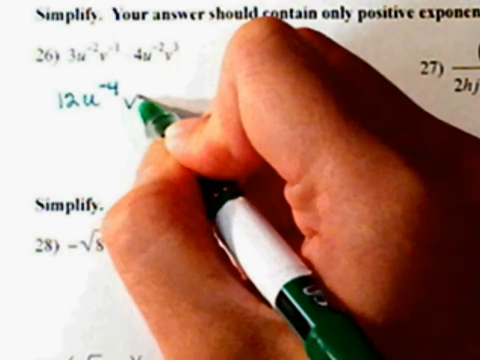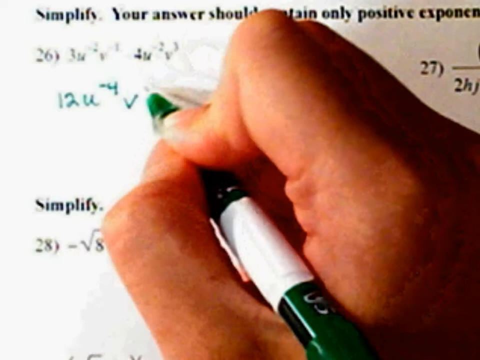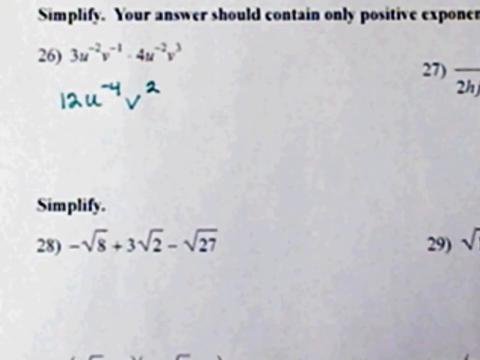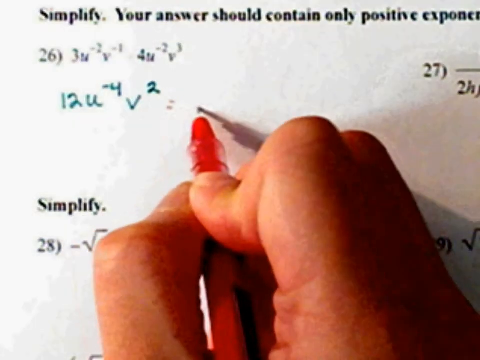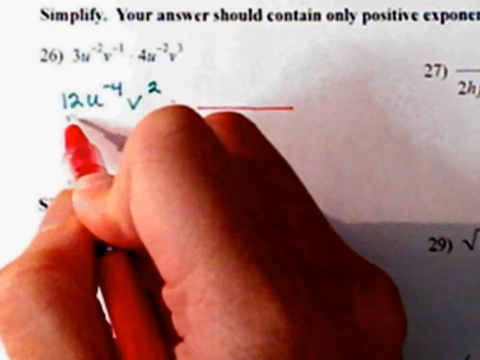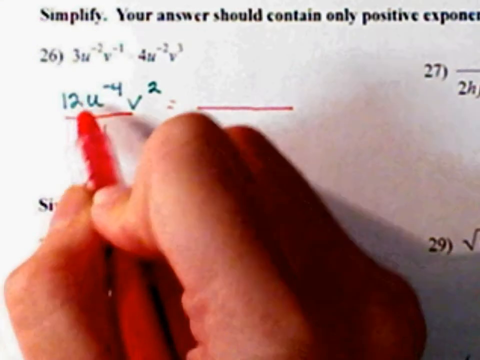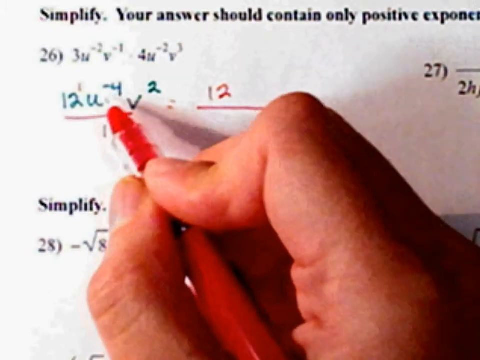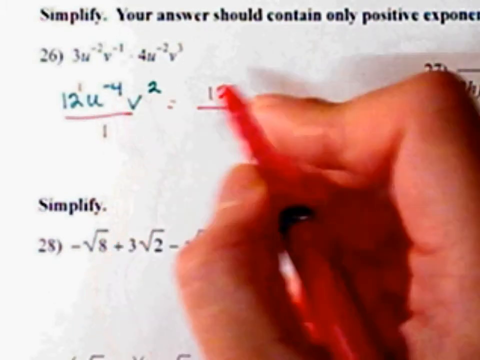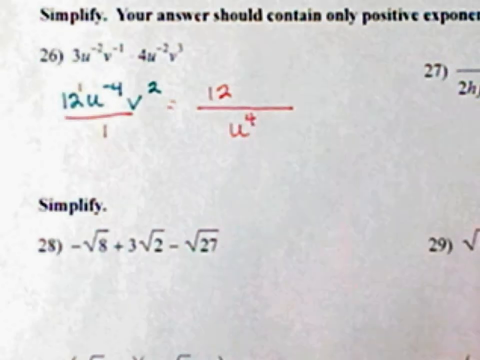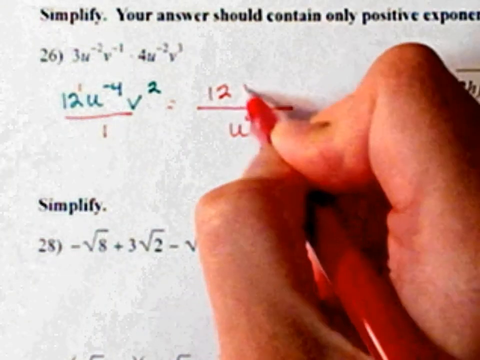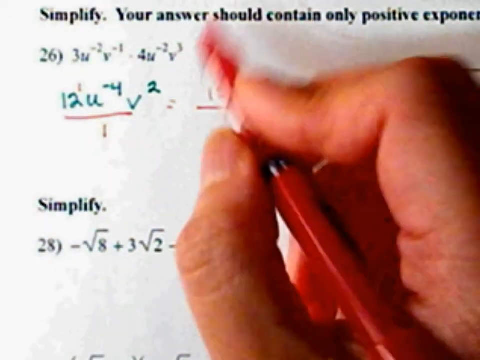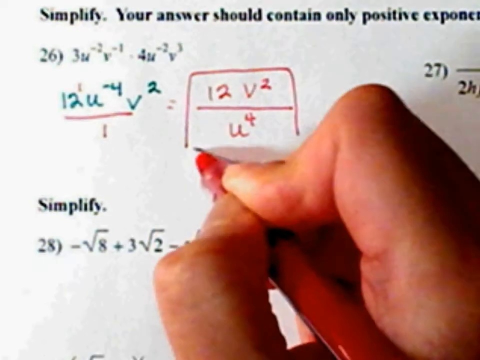And then you have your v. Negative 1 plus 3 is positive 2. Notice you have a negative exponent, so you need to complete your work. So I'm going to draw my division line. This is like over 1. 12 is to the first power, so 12 is going to stay. U to the negative 4, notice it's a negative. I want to make it a positive, so I will bring it down to the denominator. And my v stays where it is. Your variables are listed once, your coefficient is listed once, and there's your solution for number 26.